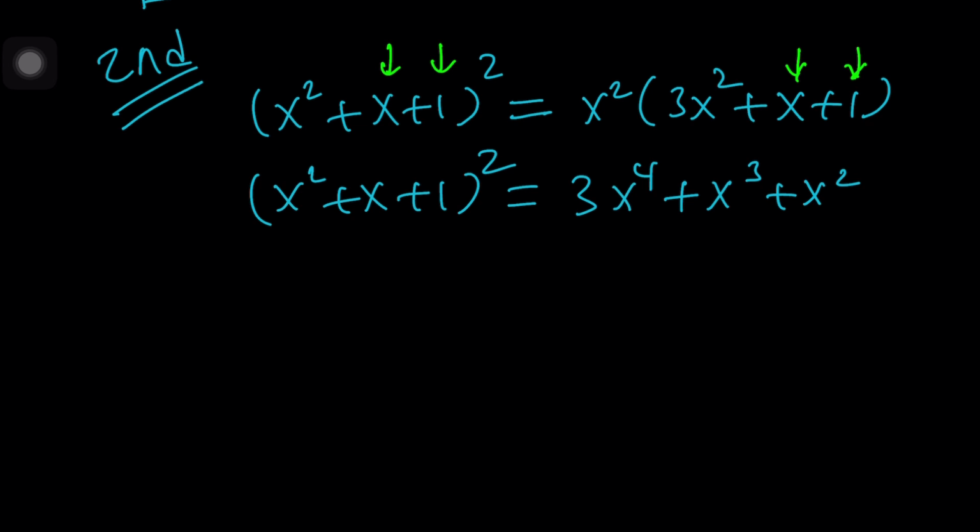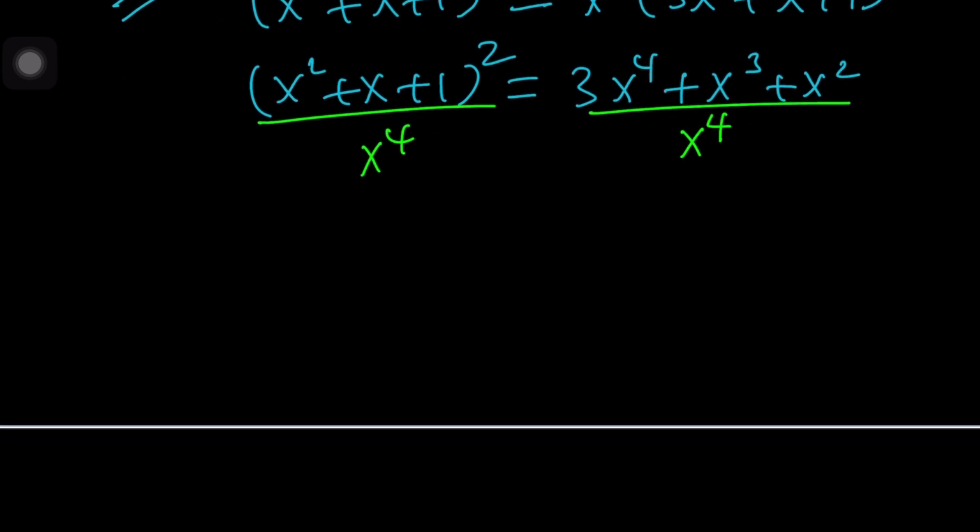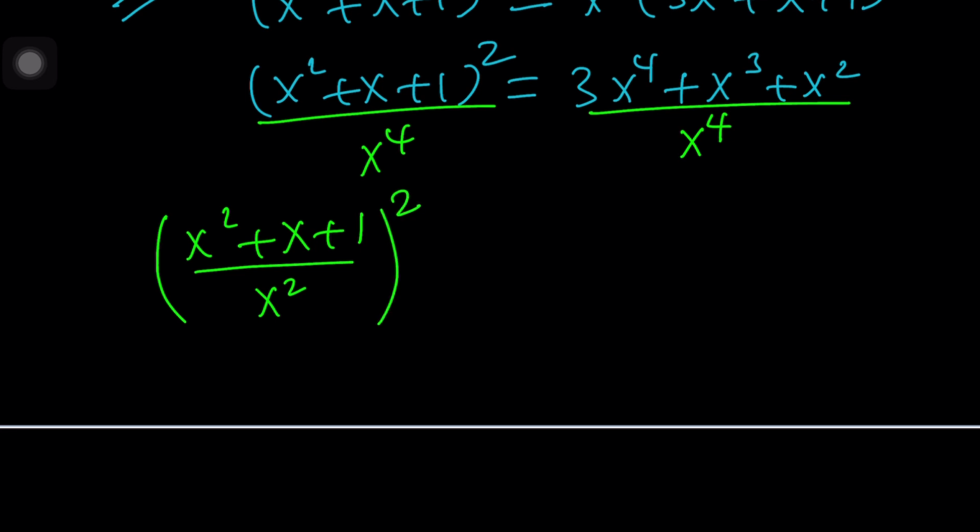Okay, so that's why this works nicely. You'll see in a little bit. So I want to divide both sides by x to the 4th power. See that? And now I want to write this as the numerator divided by x squared squared, because x to the 4th is x squared squared.